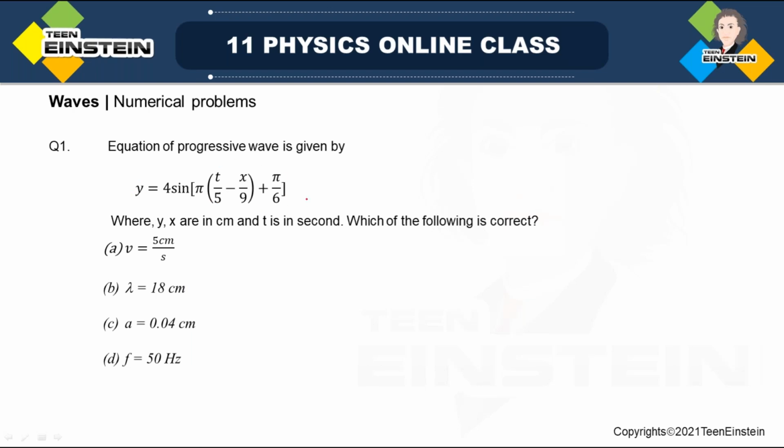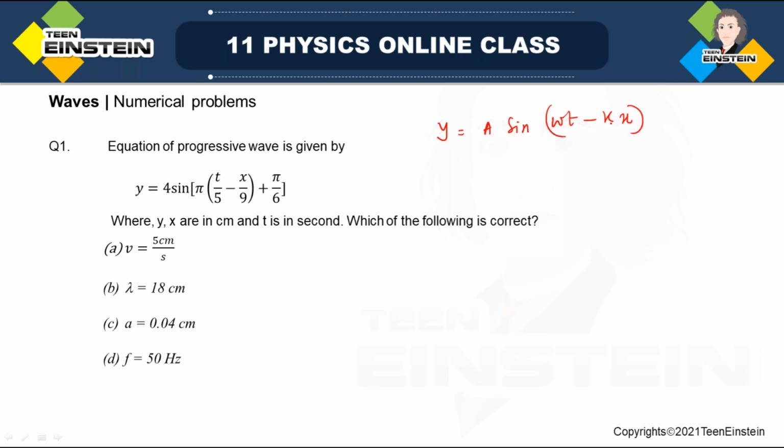So these four parameters we can find out, but you can see that they are not given directly. Whenever we solve this kind of problem, it is better to write the standard form of the progressive wave and compare it. Let me write the standard form: y is equal to a sine of omega t minus kx, but this is not the form here. K is not there, right? Then there must be something else.